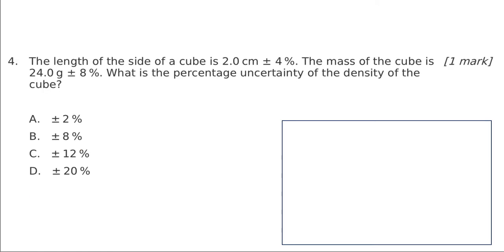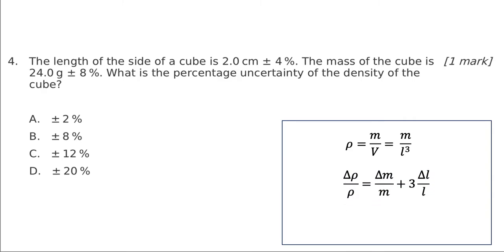The length of the side of a cube is 2 centimeters plus minus 4%. We know the mass and its percentage uncertainty. What is the percentage uncertainty of the density? Well, we know firstly that density is mass divided by volume, which is mass divided by L cubed when we're dealing with a cube, because all the sides are the same.